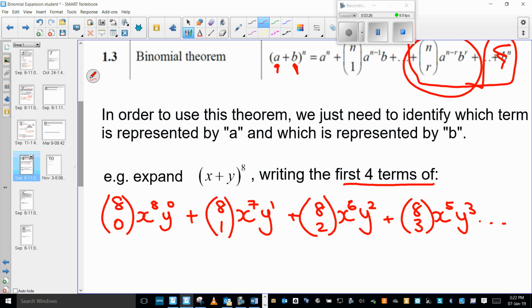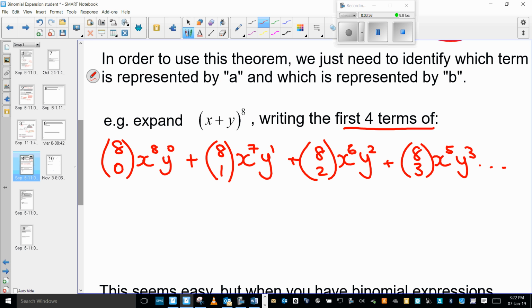Well, obviously, I can't actually leave it like that. I actually need to know what these numbers are. What did we notice about all of the first numbers? They were always 1s, yes? You all notice that? So that's going to be a 1. And then obviously y to the power 0 is also 1. So this is just x to the power 8.